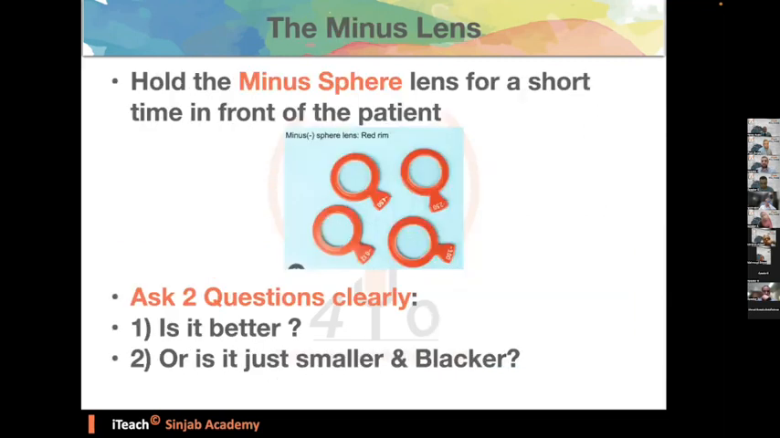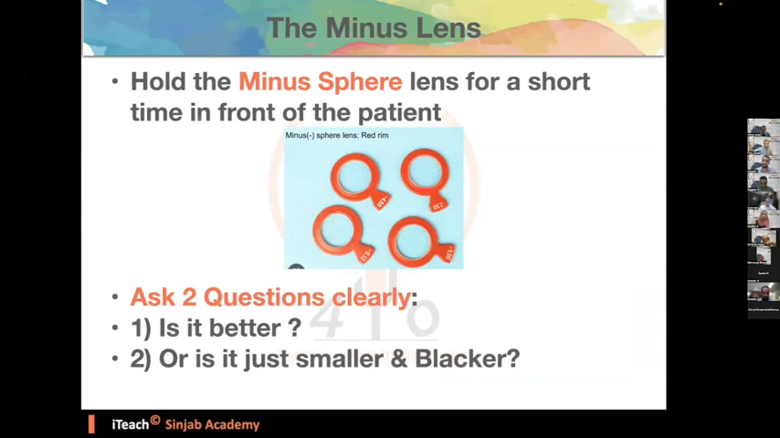Now, one trick for the minus lens is that we should put it briefly for the patient, not for long duration, in order not to provoke the accommodation. And we ask 2 questions also for the patient. Is it better or is it just smaller and blacker?